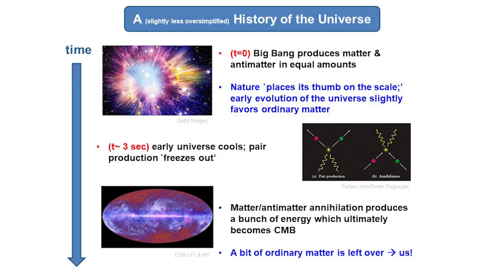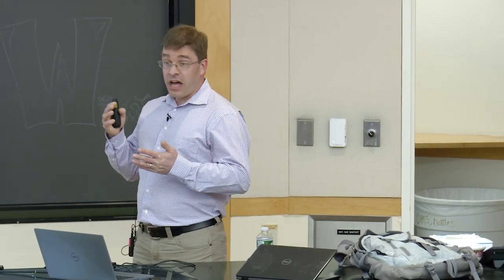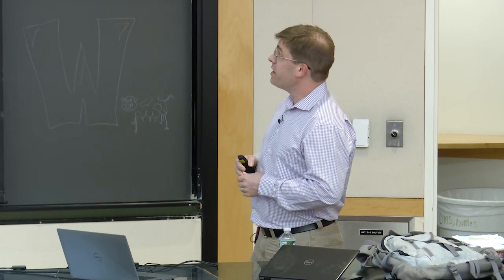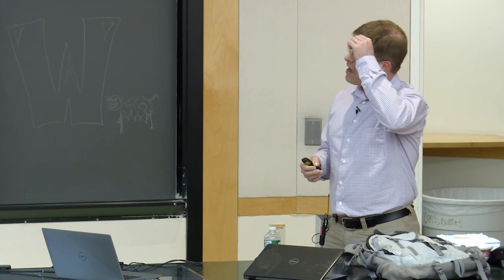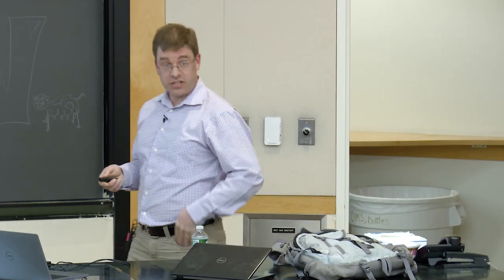And so it turns out that nature, at some level, places its thumb on the scale, right? And although we might make matter and antimatter in the Big Bang in equal amounts, there's a little bit of a favoring in this process that favors ordinary matter, which unfortunately we're not going to have too much time to talk about that process today, unless you ask me questions about it.